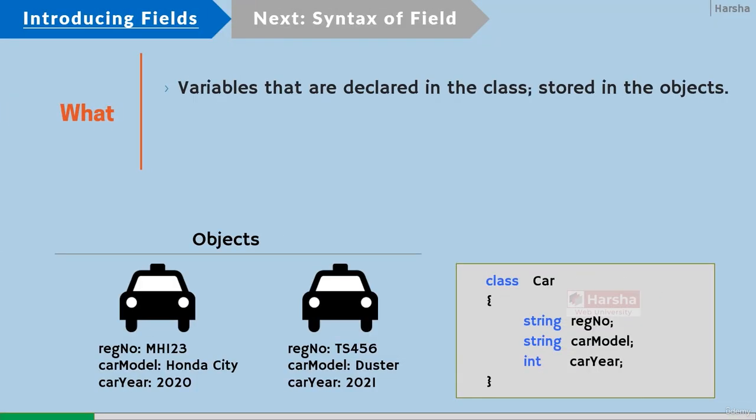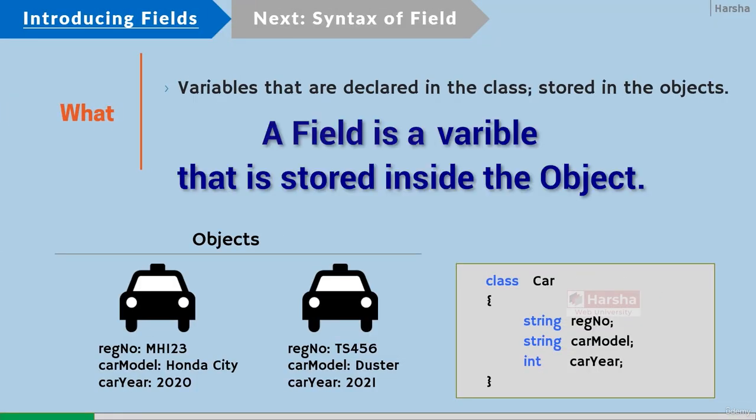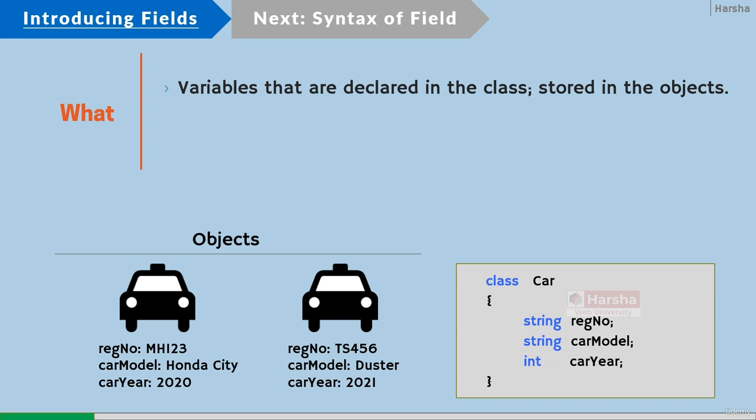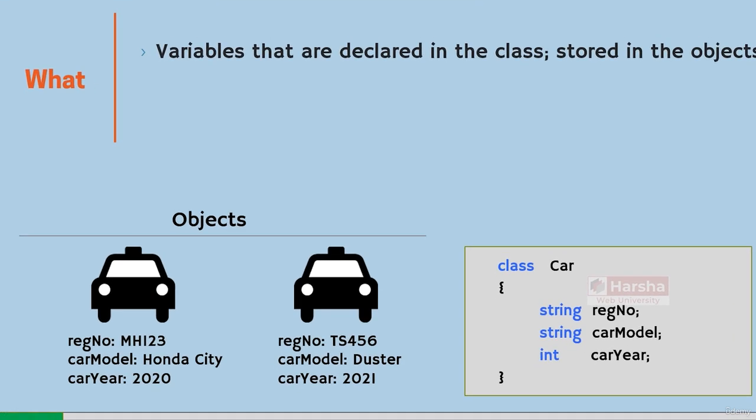What is a field? A field is a variable that is stored inside the object. We have to declare the fields in the class because class is the model of object, but fields are actually stored inside the object. If you take two or more objects of same class, the list of fields of those objects is same. So in this example, both are the objects of same class, that is car. So first we have declared a set of fields inside the class called car, and the same list of fields are available in both of the objects.